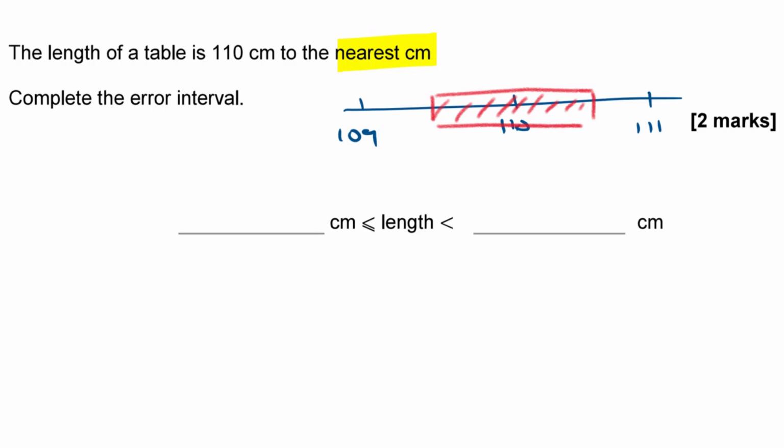And halfway between 109 and 110 is 109.5, and halfway between 110 and 111 is 110.5. So they're going to be my boundaries. Now notice really 110.5 would round up, which is why you've got this strictly less than sign in here.